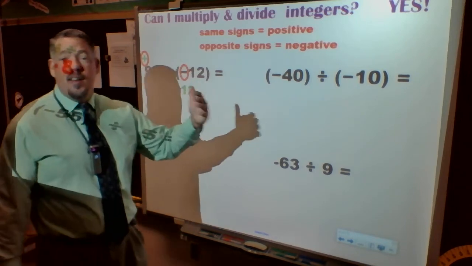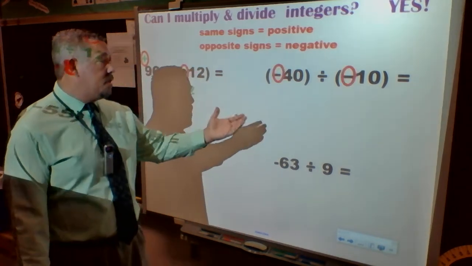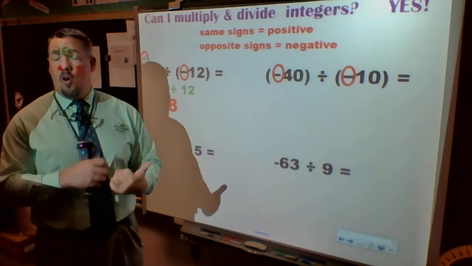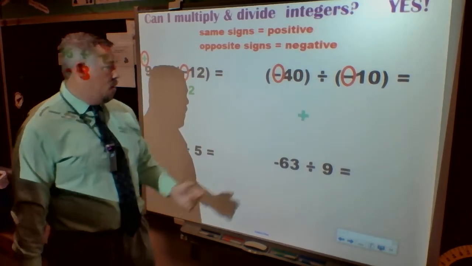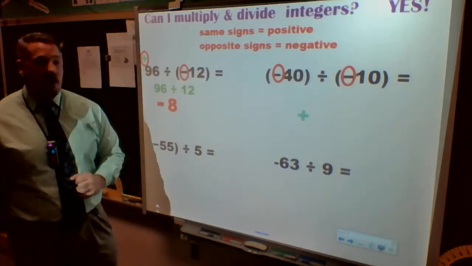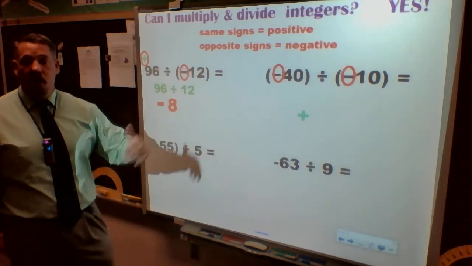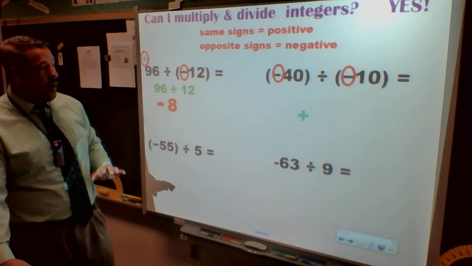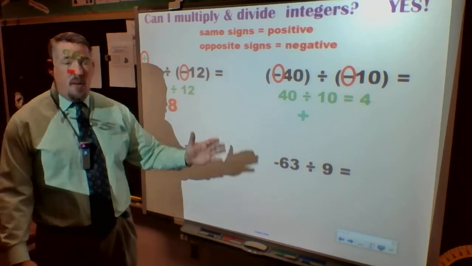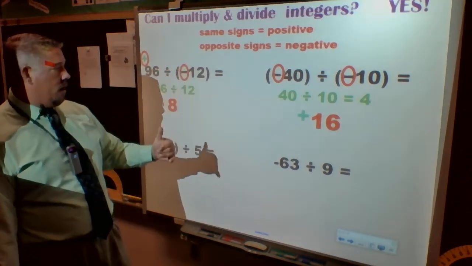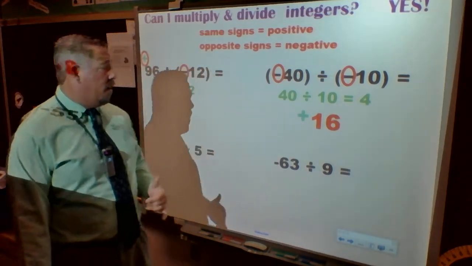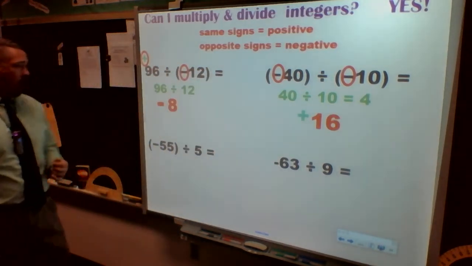Negative 40 divided by negative 10. Same signs. Same signs in multiplication and division tell me to make it a positive. So I know this is going to be a positive answer. 40 divided by 10, I write down my math problem, so I get the credit for showing my work. And 40 divided by 10 is a 4. So I know, I don't know why I put 16. It should be a positive 4. My apologies.